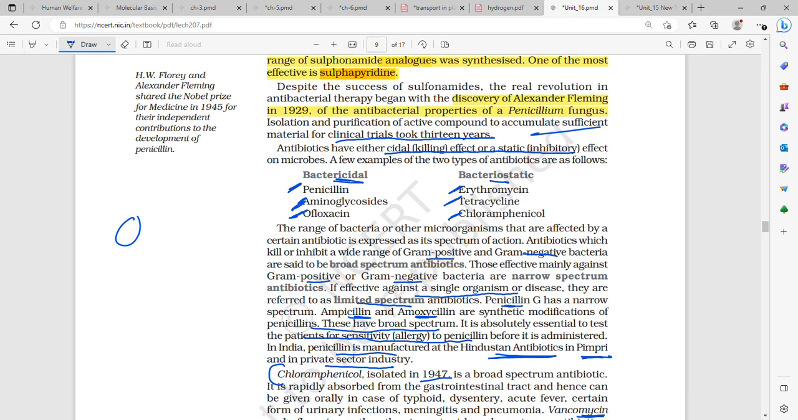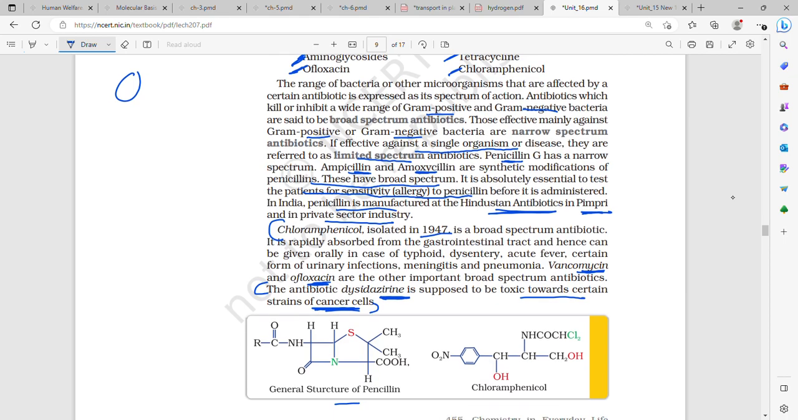Erythromycin, tetracycline, and chloramphenicol are bacteriostatic. The range of bacteria or other microorganisms affected by a certain antibiotic is expressed as its spectrum of action. Antibiotics which kill or inhibit a wide range of gram-positive and gram-negative bacteria are said to be broad-spectrum antibiotics. What are broad-spectrum antibiotics? When you have an infection and we know it is bacterial, but we are not able to find out exactly what kind, then we give you broad-spectrum antibiotics. An antibiotic which can inhibit the growth of bacteria in 5 or 6 diseases is termed a broad-spectrum antibiotic.